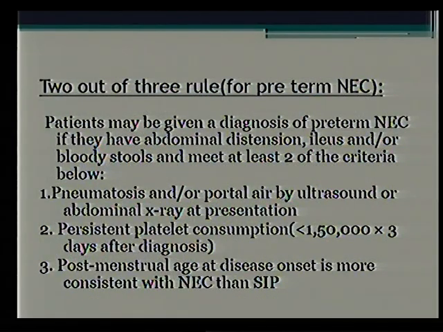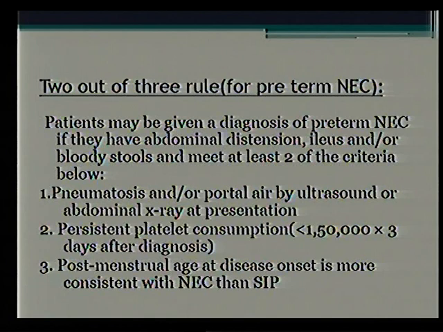So, how do we classify then? What is the new definition then? It was in 2017 when the international experts met and formed a symposium, meant for the proper definition and staging of NEC. It was there that Dr. Gorton proposed this idea of the 2 out of 3 rule. This is especially applicable for preterm NEC infants, where patients may be given a diagnosis of preterm NEC if they have abdominal distension, ileus, bloody stools and meet at least 2 of the criteria.